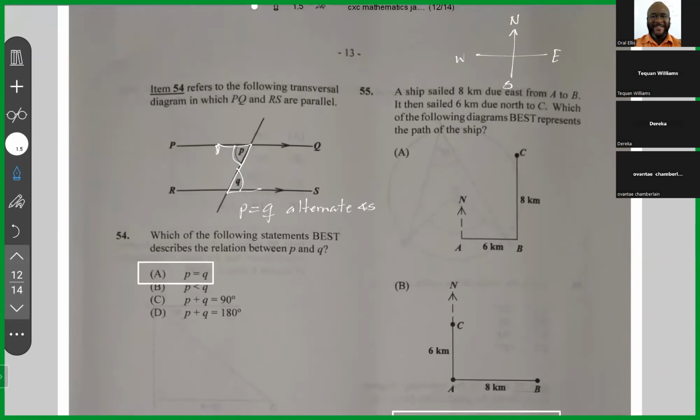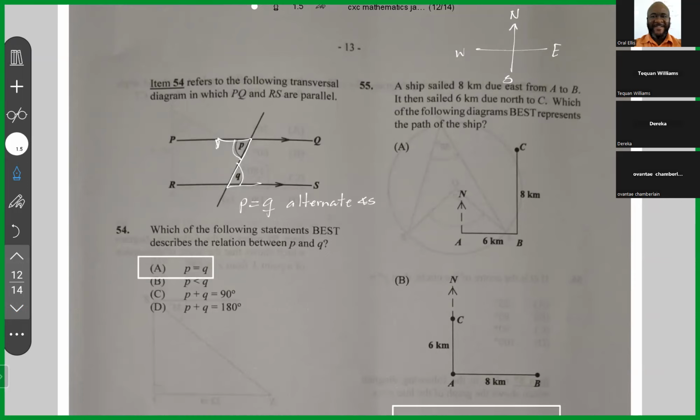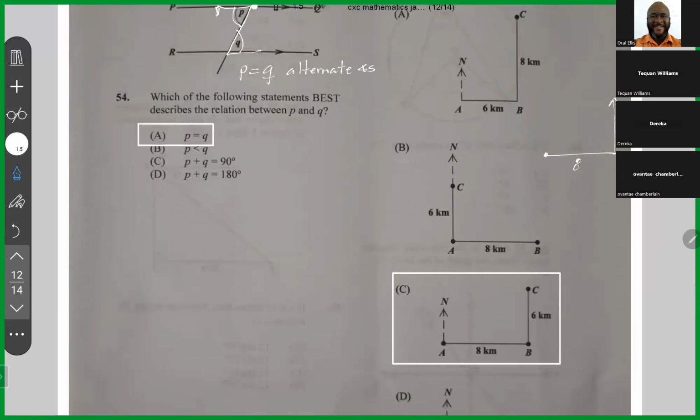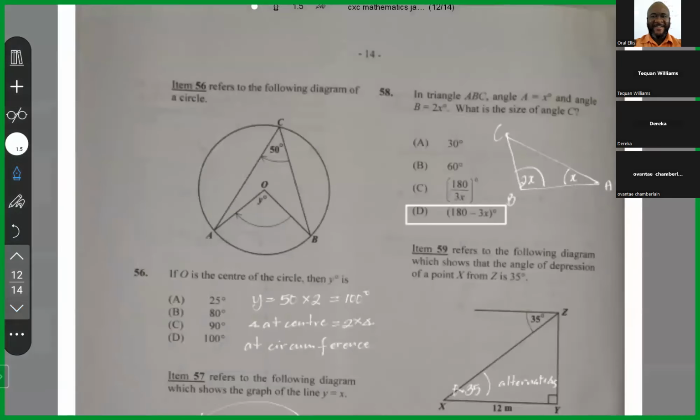55, it says a ship sails 8 kilometers east. So the ship starts here. It first sailed 8 kilometers east. East is to the right, 8 kilometers. Then it sails 6 kilometers north. It then goes up 6 kilometers. North is going back up. If it's at east, north is going up 6. So the journey is represented by C, 8 to the right and 6 up. The answer is C. Don't get a question like that wrong again.